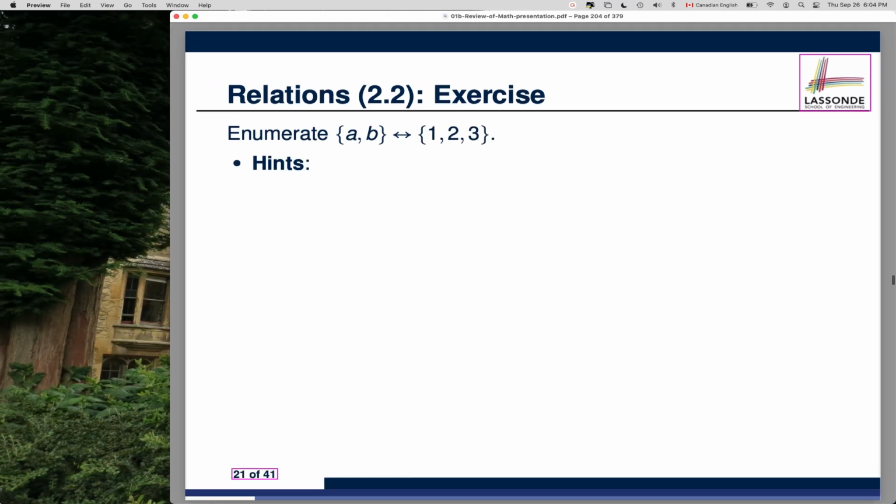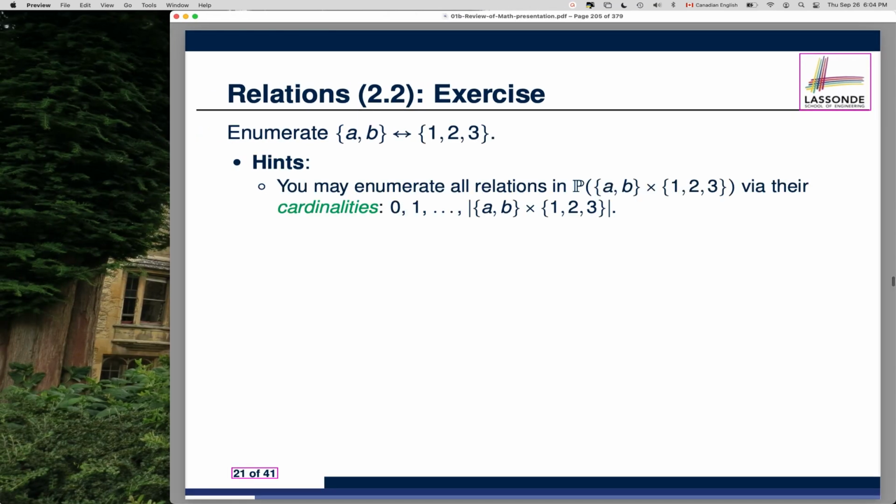All right, so now this exercise here has just slightly different S and T. I will let you do that, right? You can enumerate all the relations.